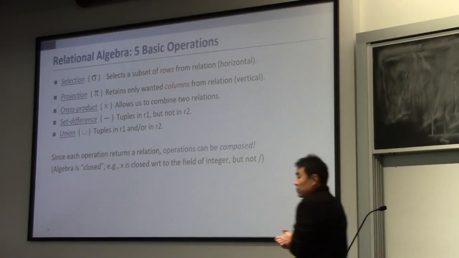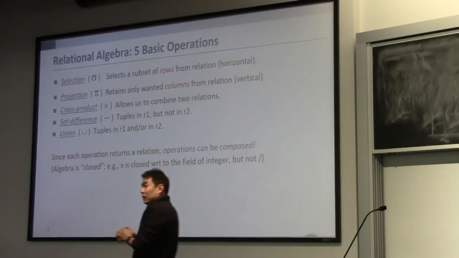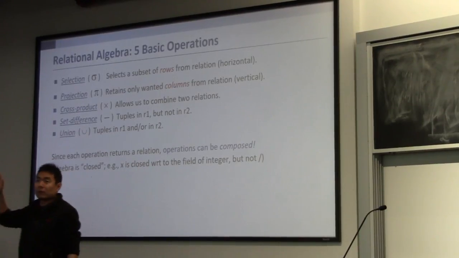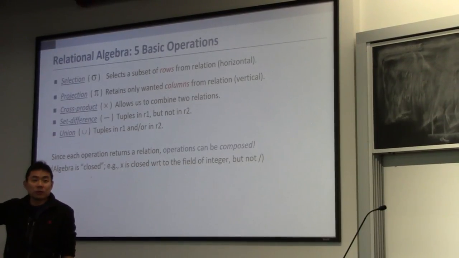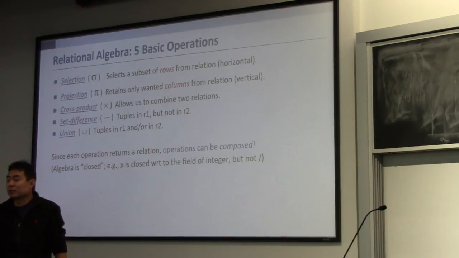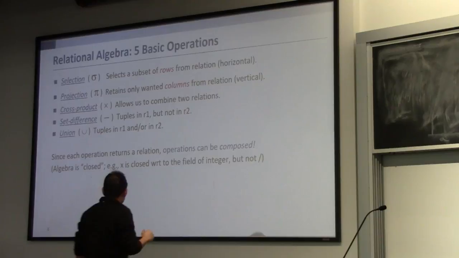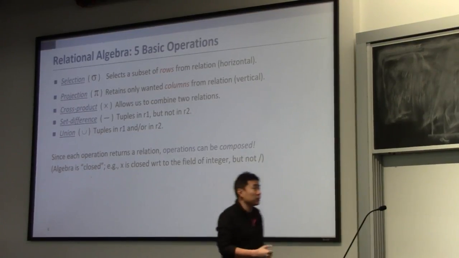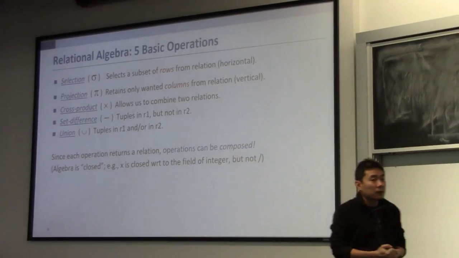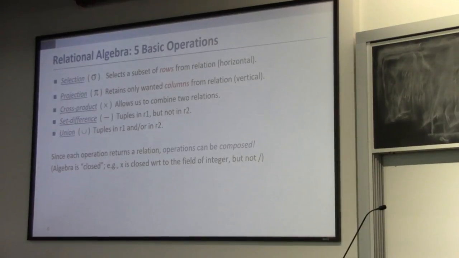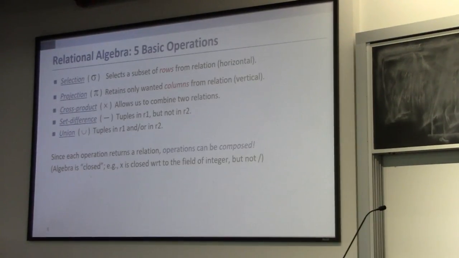So, relational algebra. Relational algebra, on the first look, is really simple. It has only five operators. You only need to understand five operators, that's it. Okay? These are the five operators: selection, projection, cross product, set difference, and union. Selection, written as the Greek letter sigma, projection, the Greek letter pi, cross product is just the cross, set difference is minus, and union is that union operator.